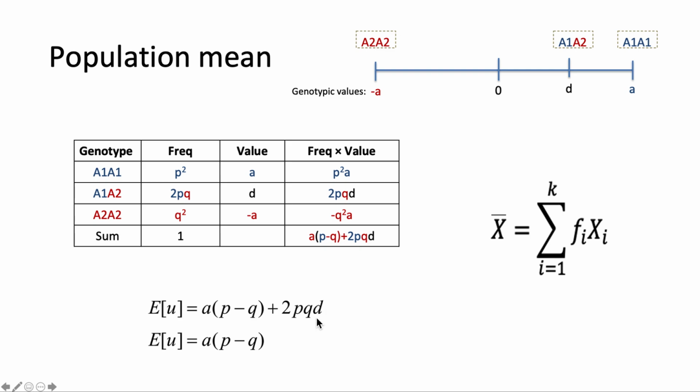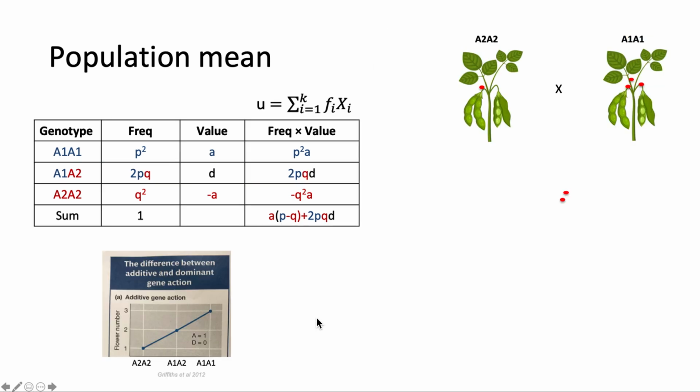So I'm going to show you an example just to give you a better understanding of this formula. Just imagine that we have two genotypes. We're going to use the same example with flowers. We have one genotype that has one flower, A2A2, and this is a gene with a complete additive effect in the population, and we cross that plant with another one that has three flowers. The plant that has three flowers is homozygous A1A1.